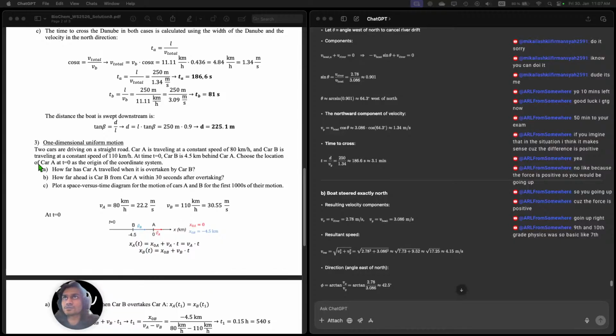We got two cars. Choose the location of car A. How far car A traveled when it's overtaken by car B. So car B has more speed, and car B is traveling at a constant speed of 110 kilometers per hour. Okay, that's a pretty good question. At time t equals 0, it's set to minus 4.5 x t.